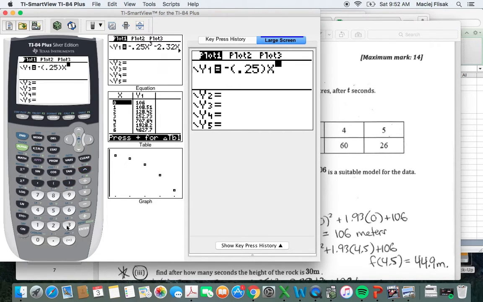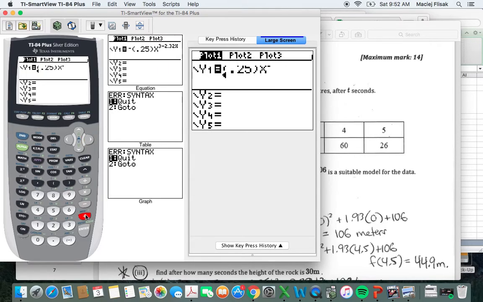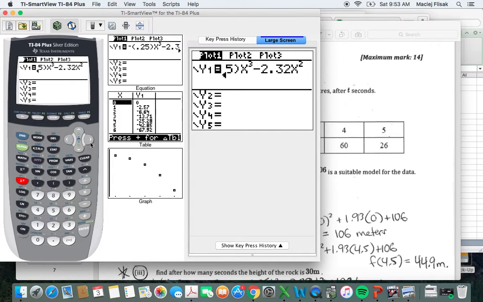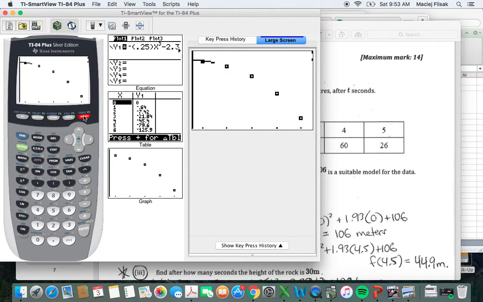X cubed minus 2.32x squared. Oh, yeah, what am I doing? Minus 2.32x squared. Plus 1.93x plus 106. Enter. Okay. Graph. Ah, better. I knew I did something wrong.